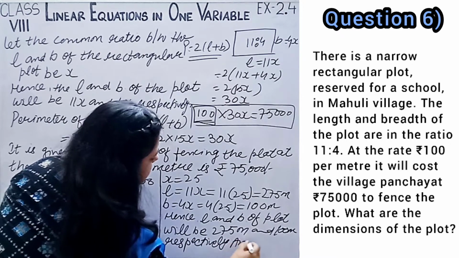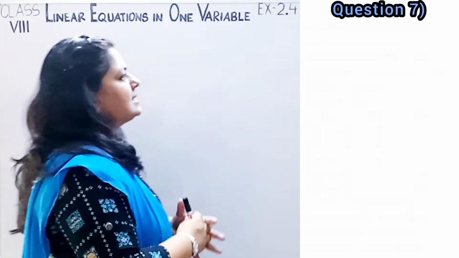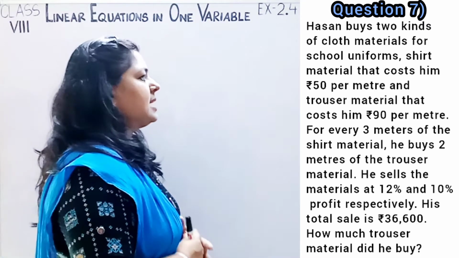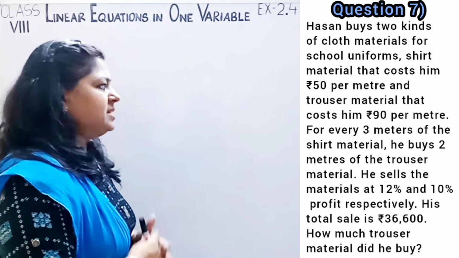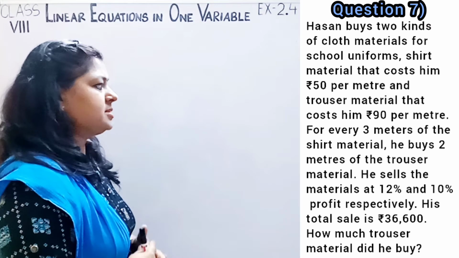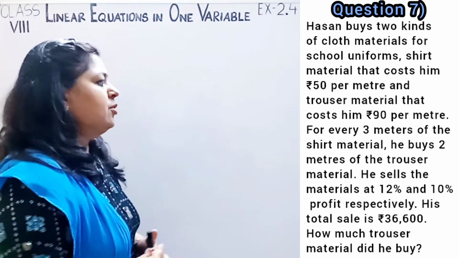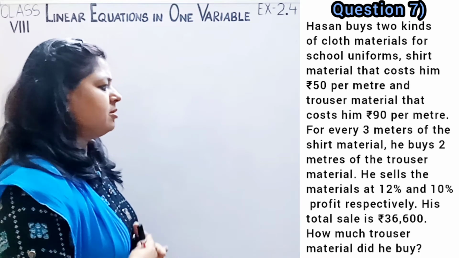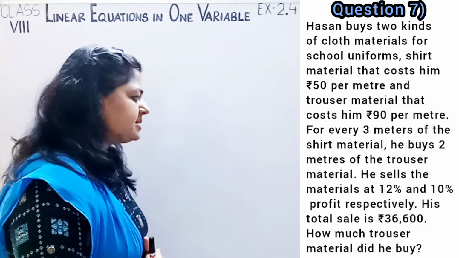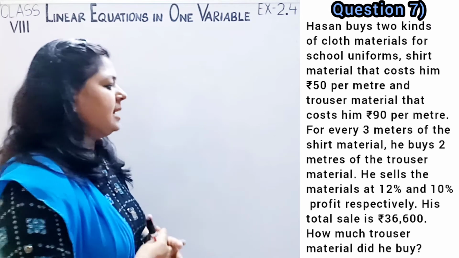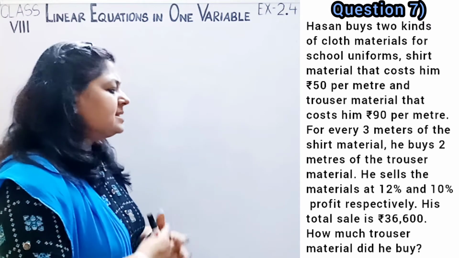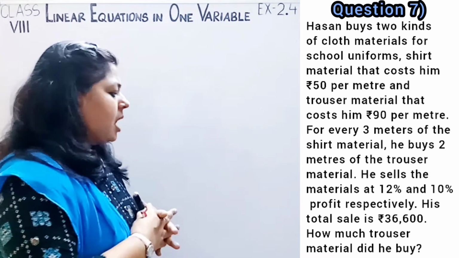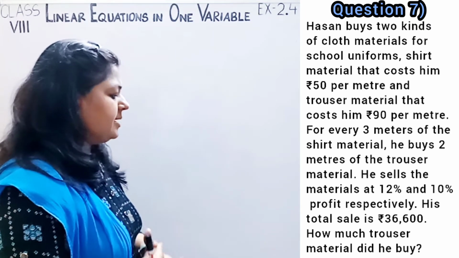Answer. Question number 7. Hassan buys two kinds of cloth material for school uniform. Shirt material that costs him 50 rupees per meter and trouser material that costs him 90 rupees per meter. For every 2 meter of the trouser material, he buys 3 meter of the shirt material. He sells the material at 12% and 10% profit respectively. His total sale is rupees 36,660. How much trouser material did he buy?